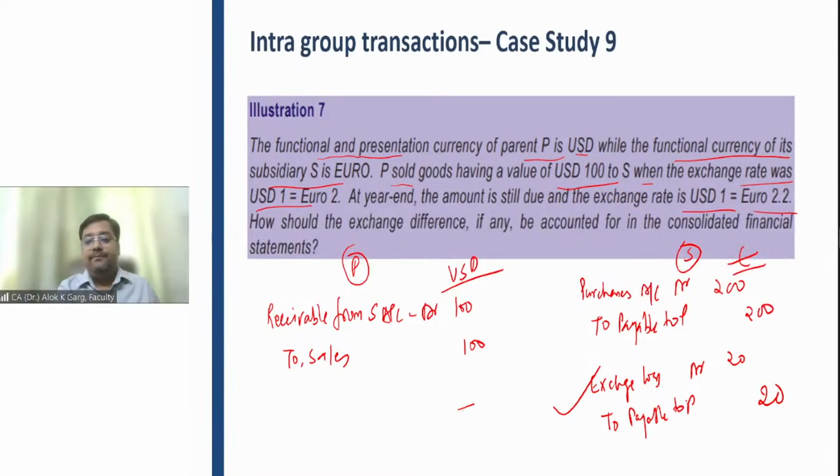To payable to P. So in this case, when this entity will restate its euro financial statement into US dollar, this 220 divided by 2.2 will become 100 US dollar. So 100 will get eliminated, but within the group, this 20 exchange loss has arisen. Why? Because there is a movement between US dollar and euro, right? That is why there is a loss within the group due to this transaction.